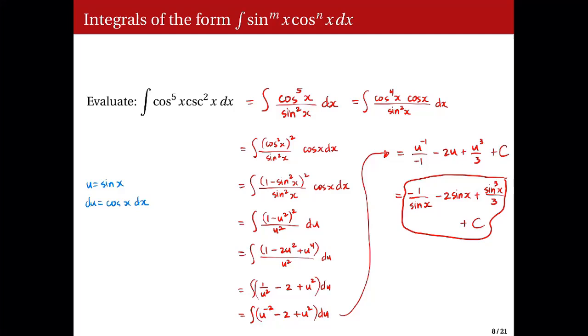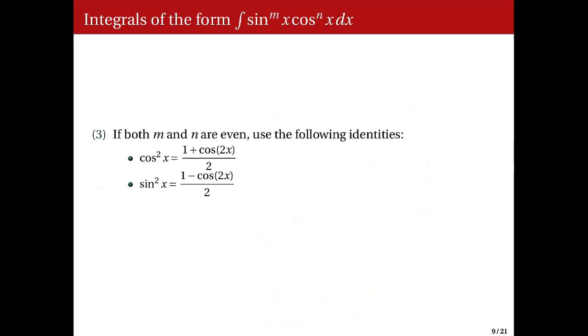But the problem here now is what if both powers are even? So this is the third case. What if both powers of sine and cosine are even? If that's the case, we use these identities. Remember that cosine squared, you can also write it this way: 1 plus cosine 2x over 2. And then sine squared, you can write it as 1 minus cosine 2x over 2. So you need to remember this.